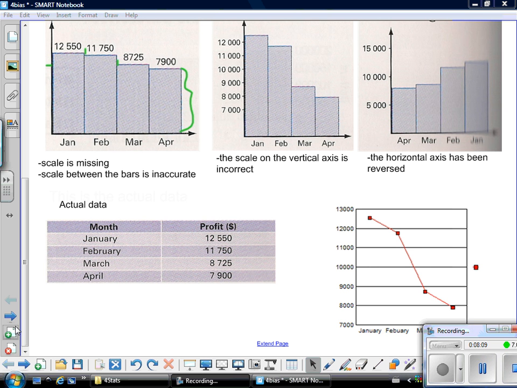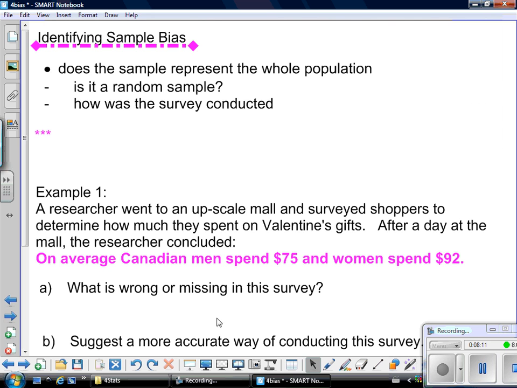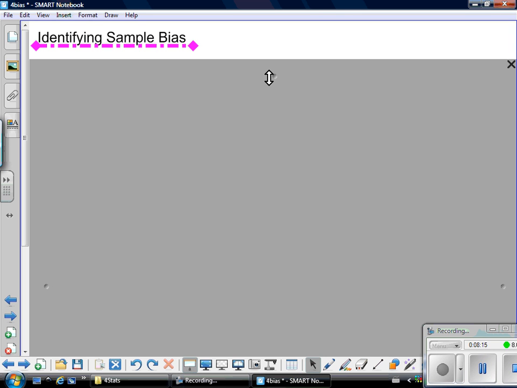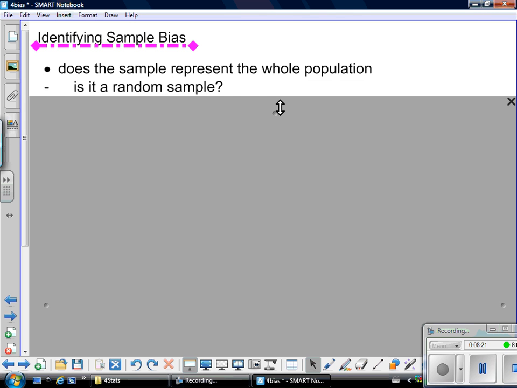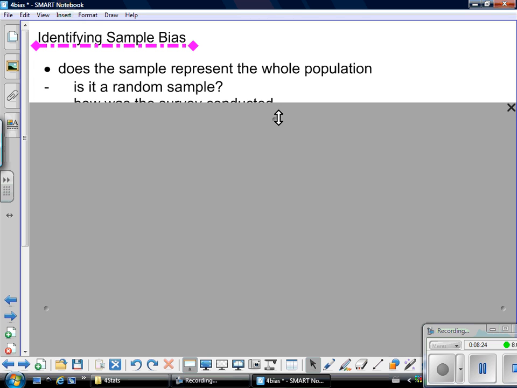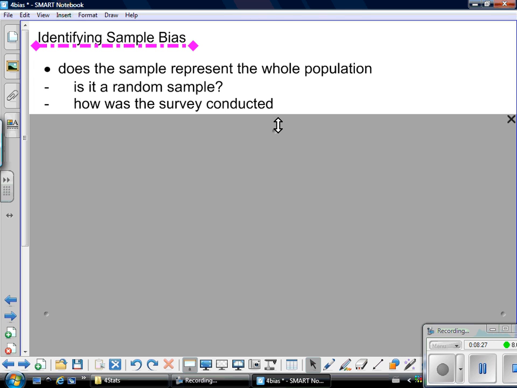Okay, so let's go on to the next page. Okay, so identifying sample bias. So how they got the information. So first of all, does the sample represent the whole population? Is it a random sample? How was the survey conducted?